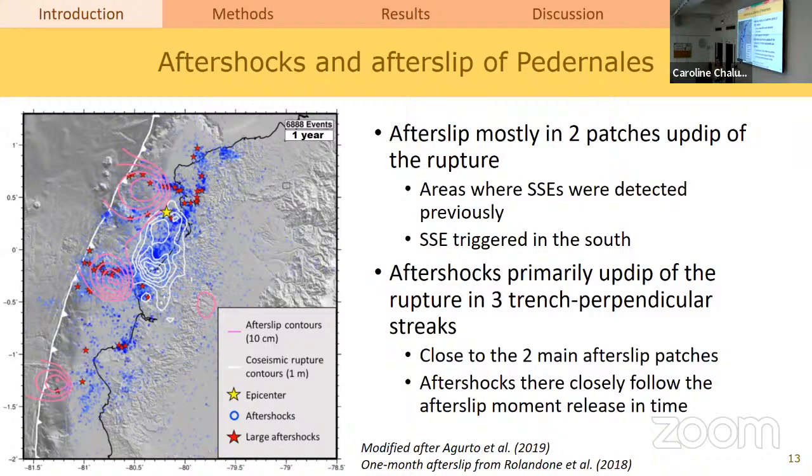Now, the aftershocks, which are shown here in blue, are located primarily in these regions up dip of the rupture, in three streaks that are perpendicular to the trench. These streaks have been observed in the interseismic period, but we're not really sure what they are. They're not actually parallel to the plate convergence direction, so we're not sure where they originate from. However, they are close to the two main patches of afterslip, and Agurto showed in his paper that the aftershock release in these streaks of seismicity followed quite closely the afterslip release calculated by Rolandone, which suggests that the afterslip was really driving the aftershock expansion in this region.